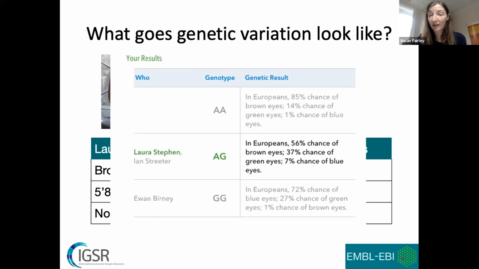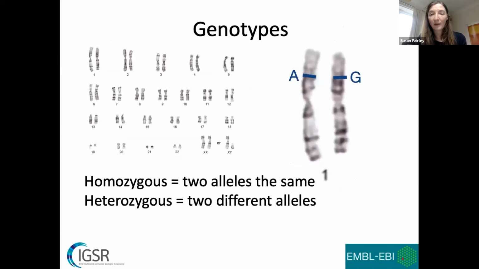So Laura has a thing called the genotype, AG. So she has one copy of A, one copy of G for this. And yet Laura does indeed have brown eyes, and we can see that Ewan is GG, and indeed, as expected, has blue eyes. But what do we mean when we're talking about a genotype?